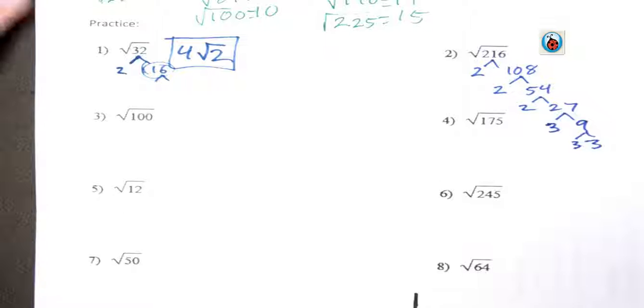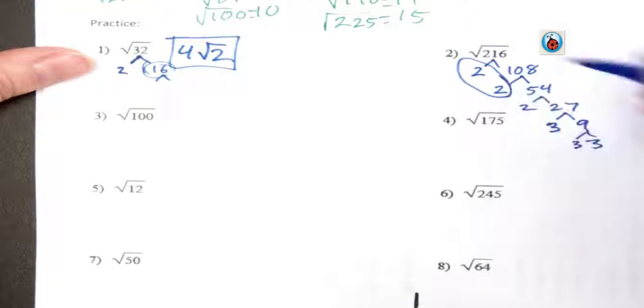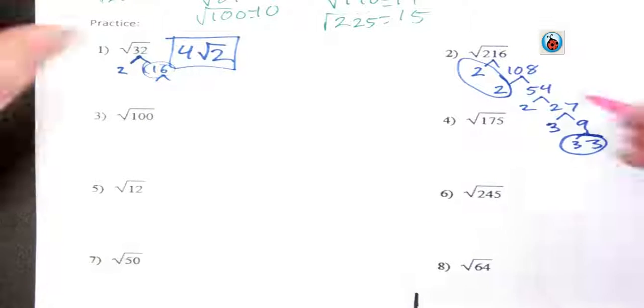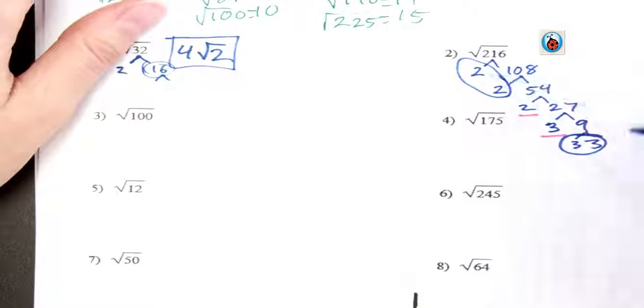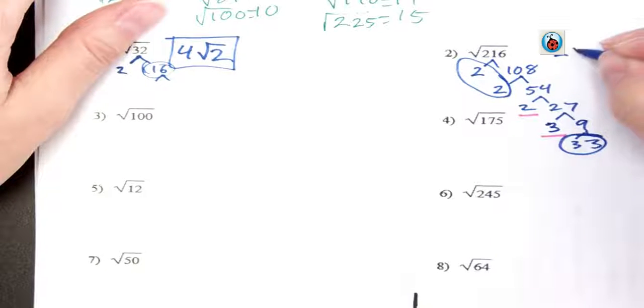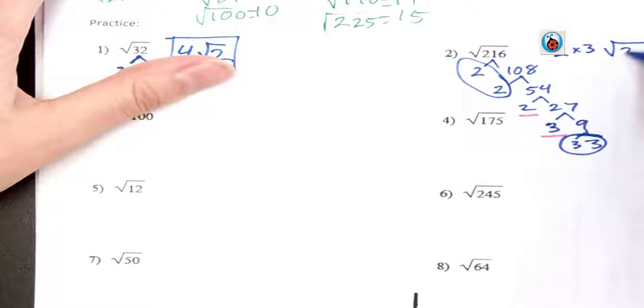So this is one of those really big numbers. I have a set of 2's here. I have a set of 3's here. And I have 2 singles left over outside. So when there's more than one number, I just have to multiply them back together. So I multiply on the outside is 2 times 3. Inside I also have 2 times 3. That means my answer is 6 root 6.